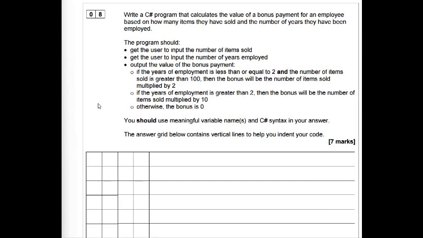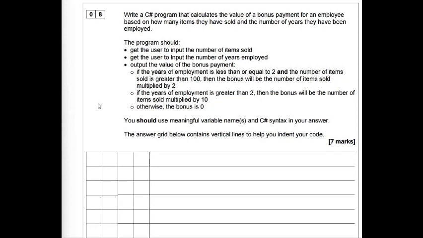So if the years of employment is less than or equal to 2 years, and the number of items sold is greater than 100, then the bonus will be the number of items sold multiplied by 2. If the years of employment is greater than 2, then the bonus will be the number of items sold multiplied by 10. Otherwise, the bonus is nothing.